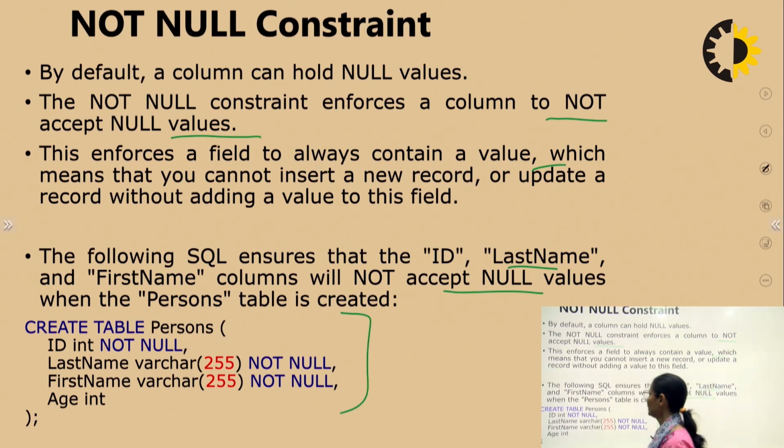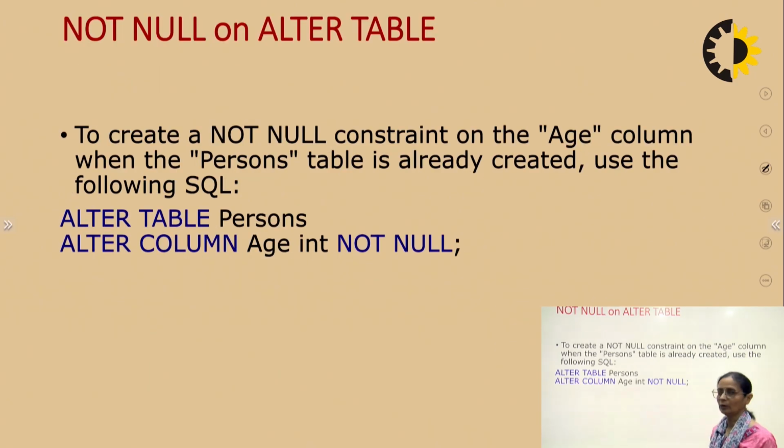This is create table, table name, ID, data type integer, and then the constraint not null. Similarly, last name, data type varchar, the length of this column, and again the constraint not null. So this is how you define the not null constraint during creating a table.